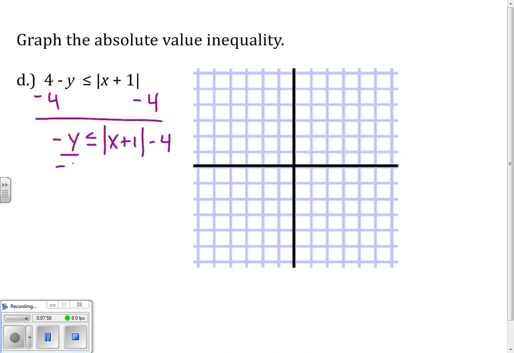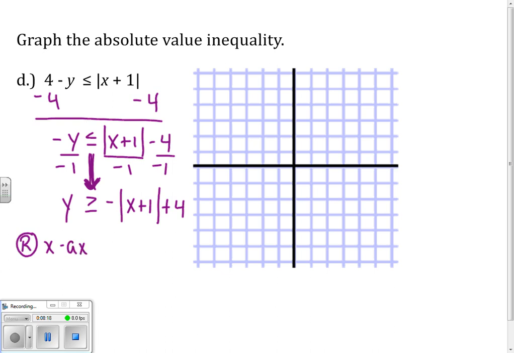Then I'm going to divide every term by a negative 1. I get y is greater than or equal to, watch that change there, that's very, very important. It's greater than or equal to negative absolute value of x plus 1 plus 4. Again, inside the absolute value is a no-touching zone. This has been reflected on the x-axis. It has moved left 1 and up 4.